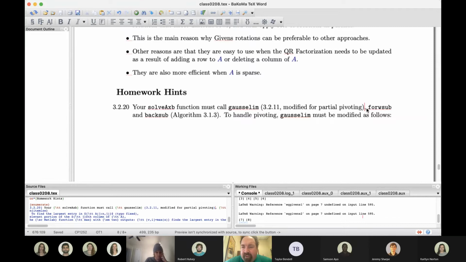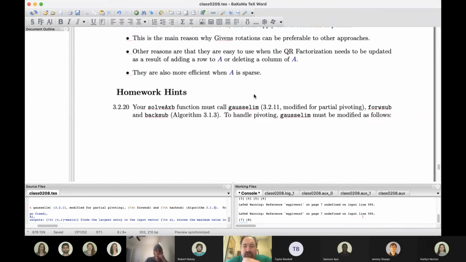Forward substitution, that's one of the other problems. And then back sub. I did not assign this, but once you've done forward substitution, this one is really quick to do because in both cases you're translating pretty directly an algorithm that's been given. So this is the algorithm in this case for back substitution.